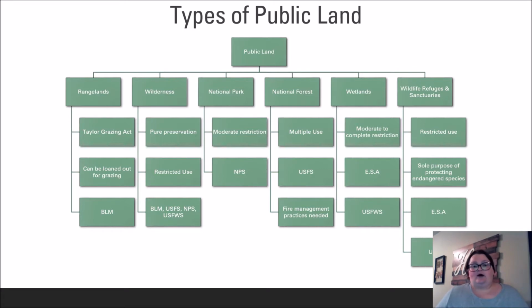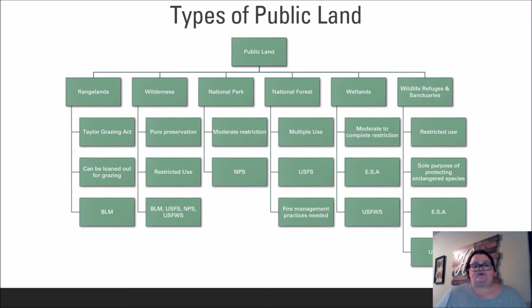Wilderness, wetlands, and wildlife refuges and sanctuaries are all managed under restricted uses, meaning that there are very few things that can be done there without a very special permit. And often, public citizens are not allowed to be there due to specific biodiversity or conservation policies. Wilderness is managed in part by all of the government agencies, while wetlands, refuges, and sanctuaries are managed exclusively by the Fish and Wildlife Service.